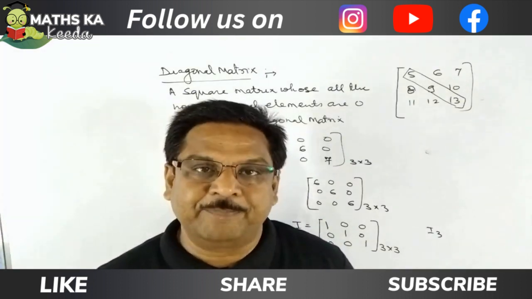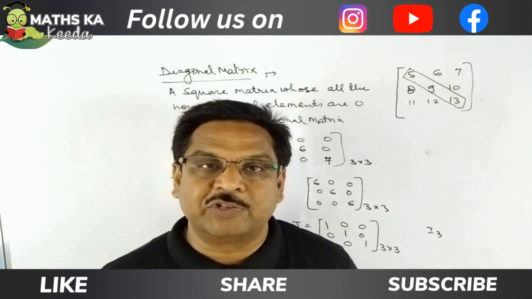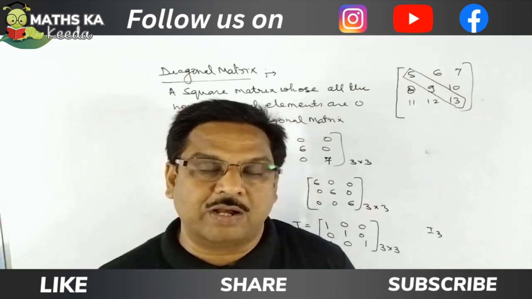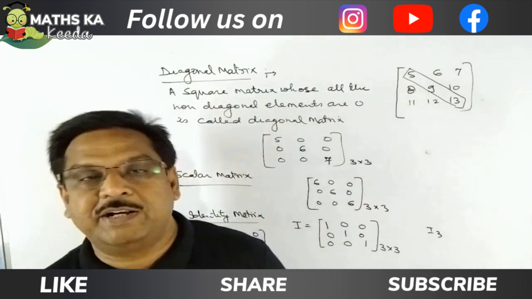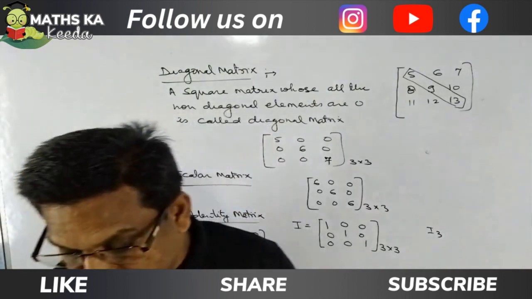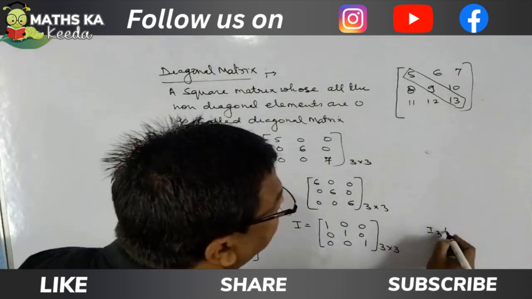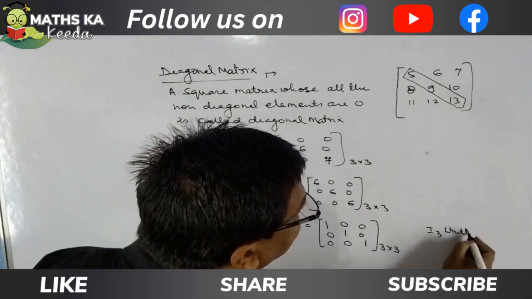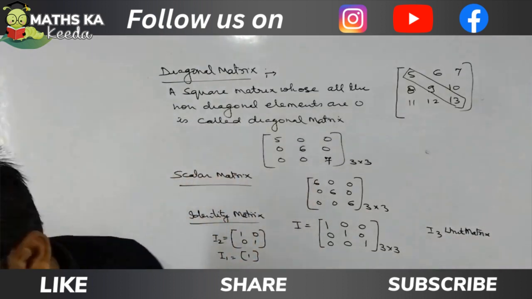One more time repeating. Whenever all elements of the main principal diagonal are 1 and non-diagonal elements are 0, then you can say identity matrix, and sometimes you can say unit matrix also. In some books, unit matrix is given, then also it means the same. No problem.